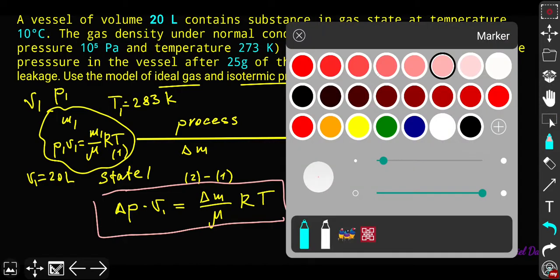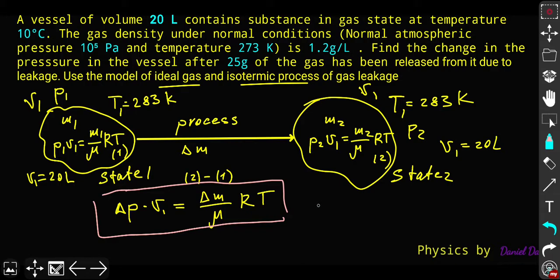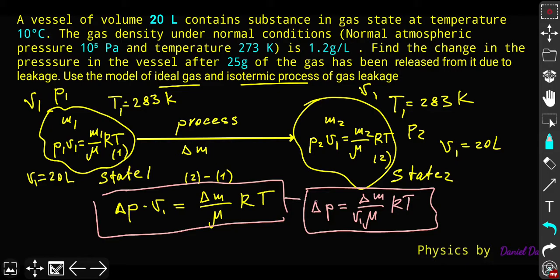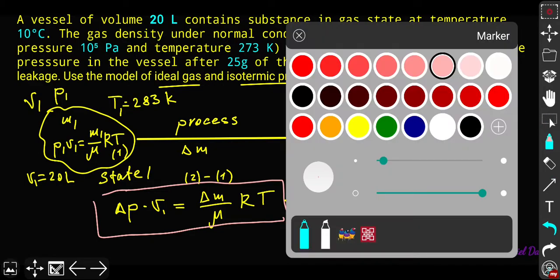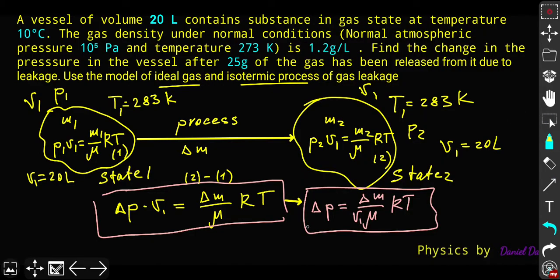So from here, we can simply write that the change in pressure is simply change in mass over molar mass, RT, and over V1 as well. So V1 is here. Okay, so from here, we arrive at this one. So what we need to know, I just highlight the parameters that we need to define.